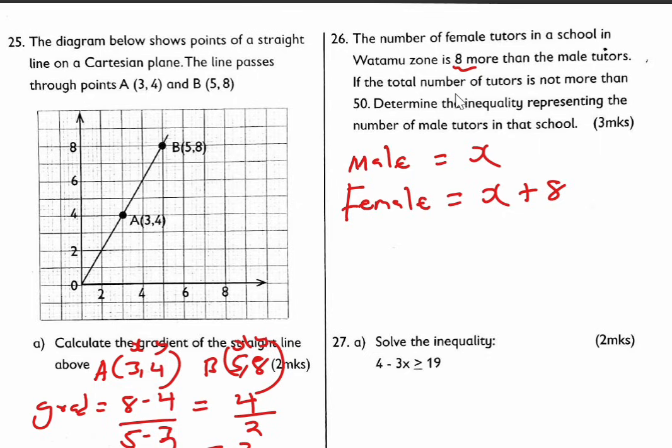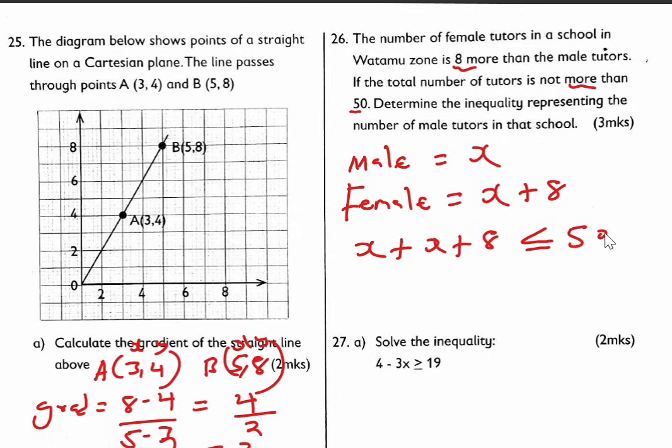Then here we have, if the total number of tutors is not more than 50. Total number means if you add the male and the female, it is not more than 50. Not more than 50, very important. It is important for us to understand that not more than 50 means it can be 50 or less than 50. So we're going to add these two. The total number x plus 8 is not more than 50, and therefore it can be less than 50 or equal to 50.